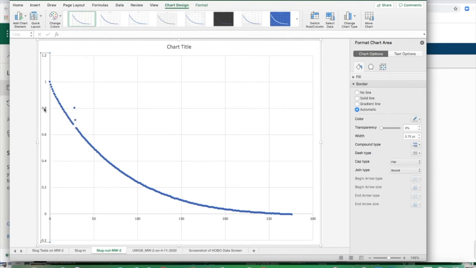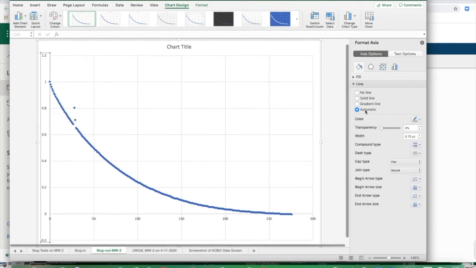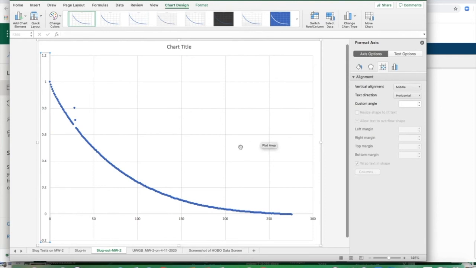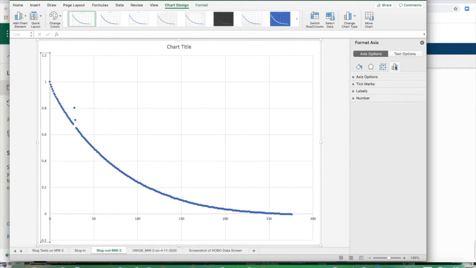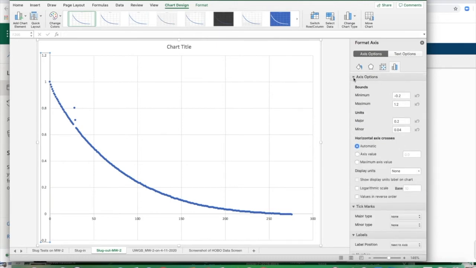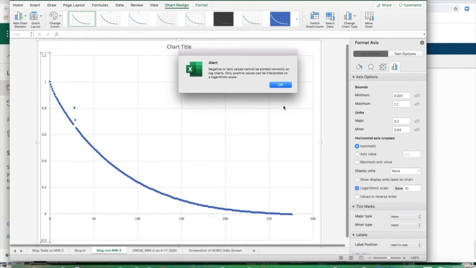And so the first step we want to do is, let's double click here. There we go. That's what I want. So let's make this a logarithmic scale again. So what is it telling me? Any negative or zero values cannot be plotted. This is a good result to get.